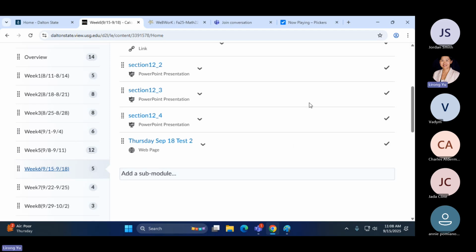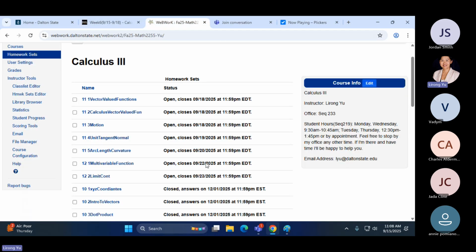So 18 is the one we have tested. That's why most of the exam due on the 18th stuff with section.